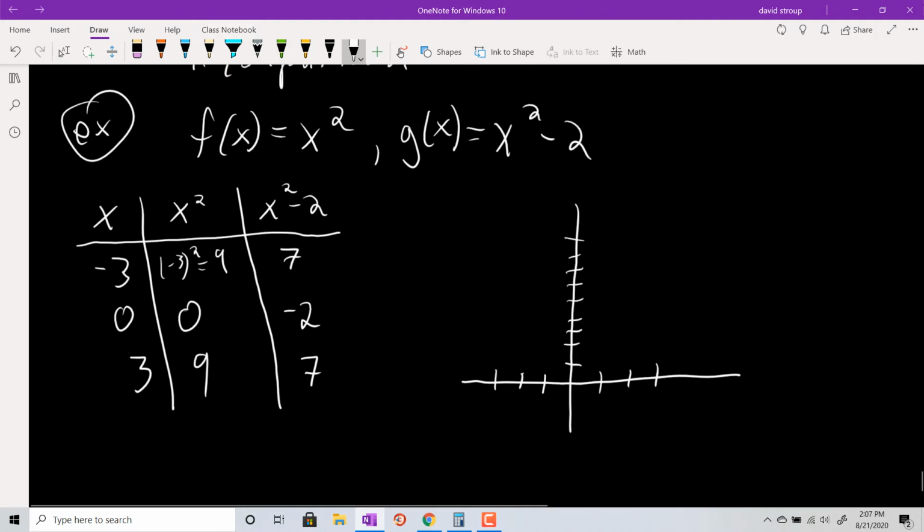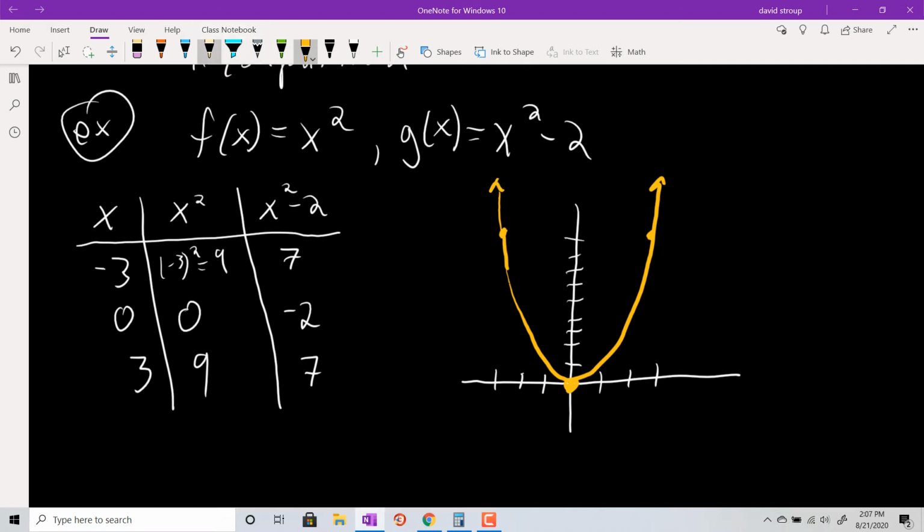Going by ones, I'll do the first plot in yellow. So negative 3, 9; 0, 0; 3, 9. And it's a horseshoe type shape. It's a parabola, like that.